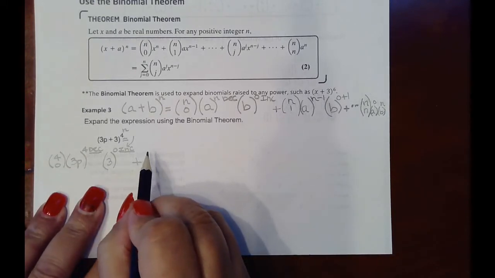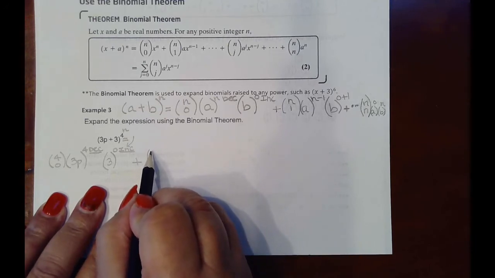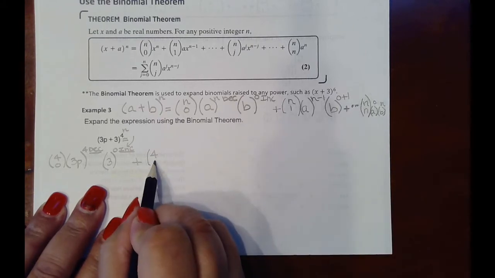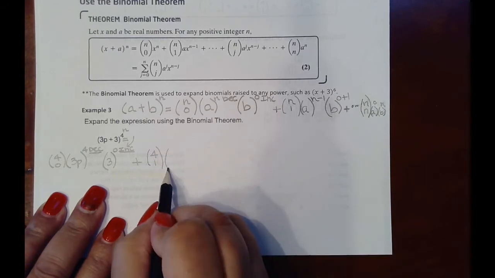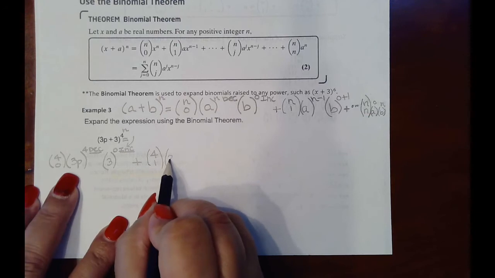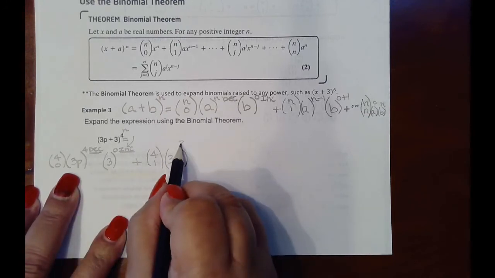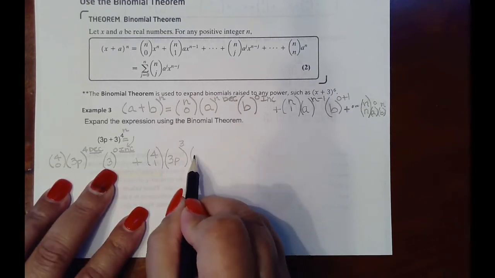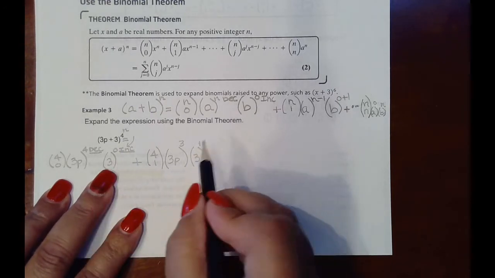Okay, so the next one would be like this. So now it's going to be the n value over 1. We'll do a factorial there, and that'll be the next coefficient. And now this first term, which was 3p, that's going to be decreasing. So now we're down to a power of 3. And the second term of the binomial is going to be increasing. It was power 0. Now it's going to be power 1.